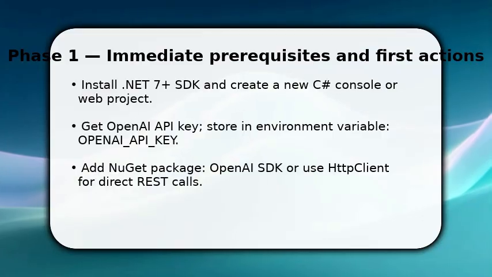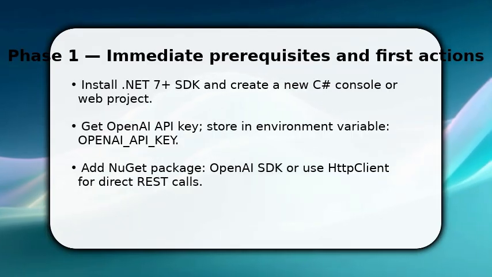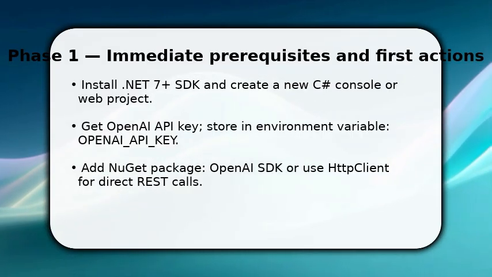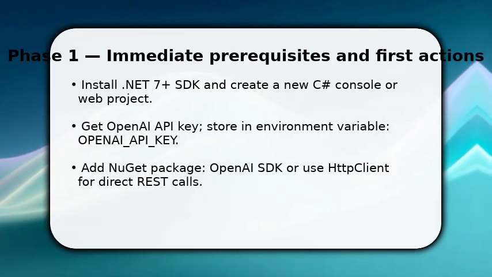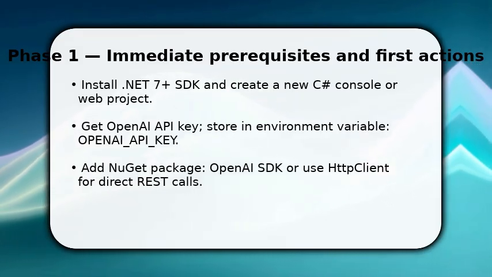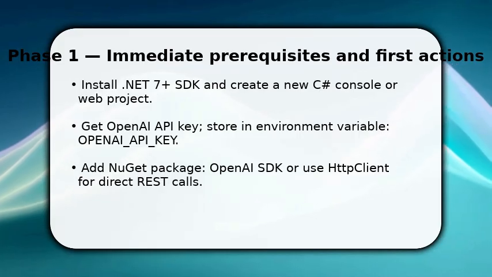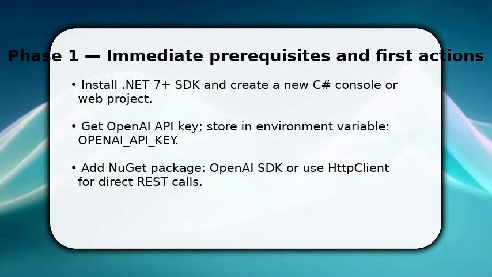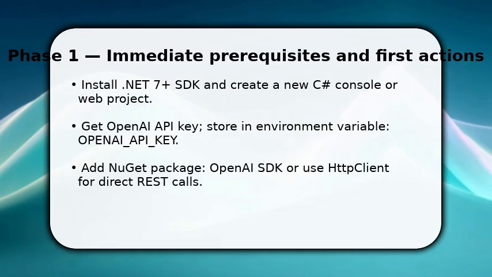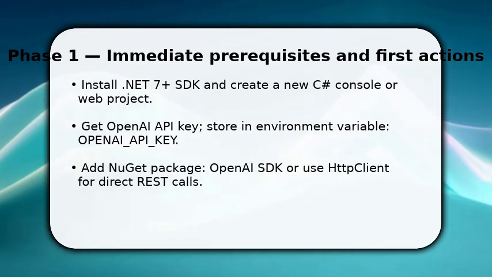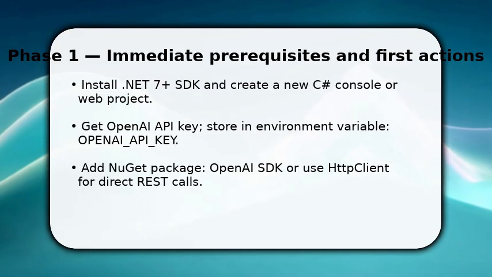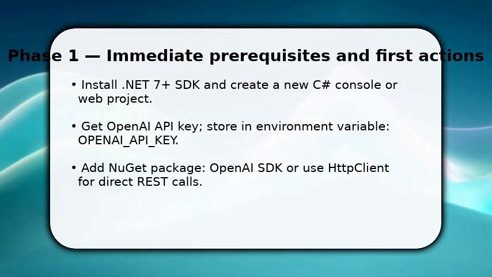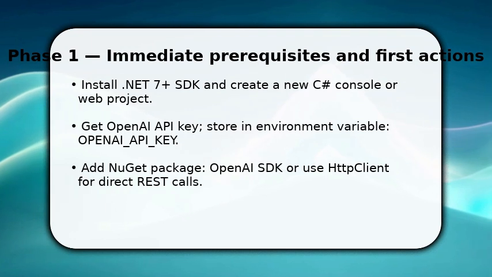You start by preparing your environment, install .NET 7 or later, and create a new C# project. Next, obtain your OpenAI API key and set it as OPENAI_API_KEY in your system environment so you avoid hardcoding secrets. Then add the official OpenAI NuGet package or plan to use HttpClient for REST calls. Once done, scaffold a simple Program.cs that reads the key, initializes your client, and prints a quick connectivity test that proves your credentials and network are working.